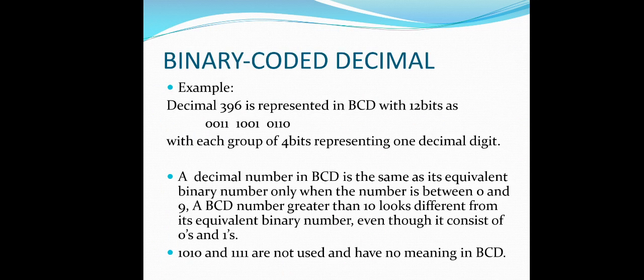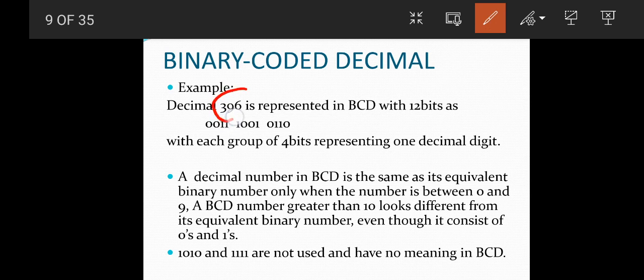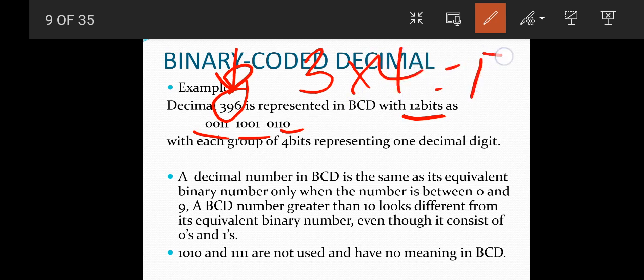So this is an example of binary coded decimal. You have your decimal number 396, and it can be represented in BCD with 12 bits. Why 12 bits? As you can see, there are 3 digits, and each BCD digit should be 4 bits, diba? 4 bits man siya. So, i-times mo 4, so there should be 12 bits.